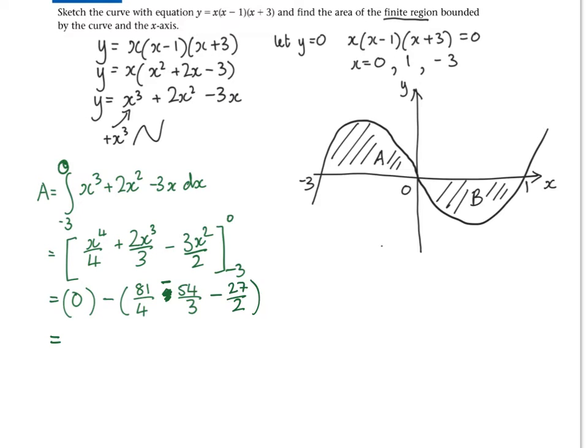Right, what does that give us then? So what we get is 0 minus minus 45 over 4. So the area of A is 45 over 4.